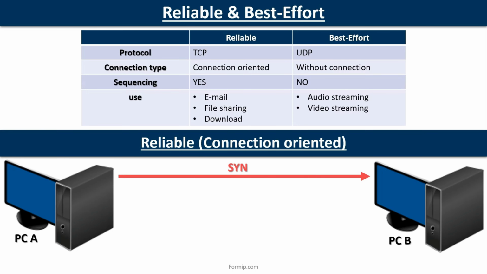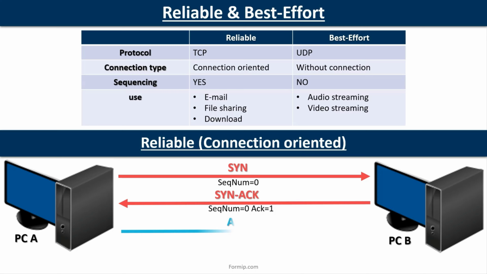First, PCA sends a SYN packet to PCB to ask it to set up a session. The sequence number is randomly generated. For our example, let's say it's 0. Then PCB responds to the SYN with a SYN ACK. The ACK acknowledgement number is equal to the sequence number of the previous packet, incremented by 1, so that's 1 here. But PCB will generate its own random number for the sequence number of the SYN ACK packet. Again, let's keep things simple and say it's 0.